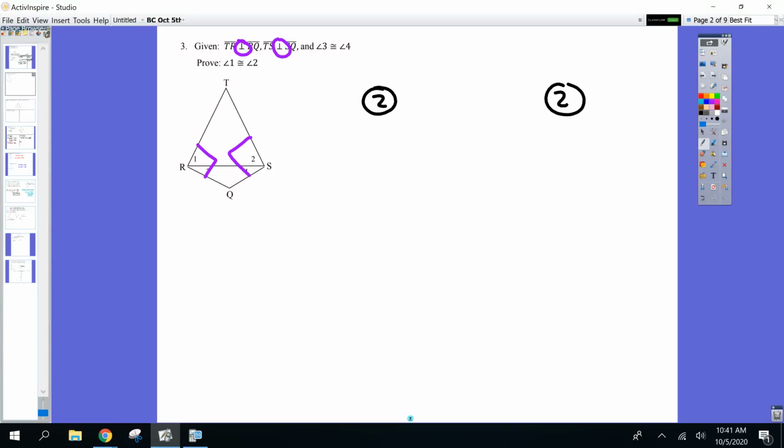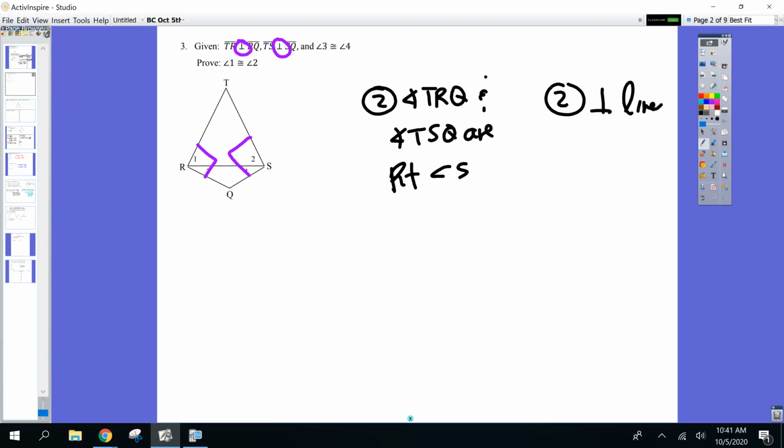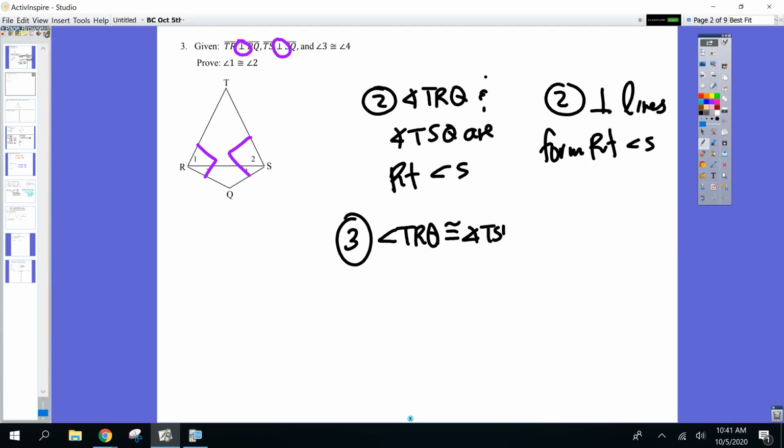So in step 2, take a look. You should add angle TRQ and angle TSQ are right angles. You had to have that in before you said they were congruent. And the reason being, definition of perpendicular would have been fine. Perpendicular lines form right angles. And then in step 3, now you're telling me they're equal. TRQ congruent to TSQ. And this is the theorem I went over on Friday. All right angles are congruent.